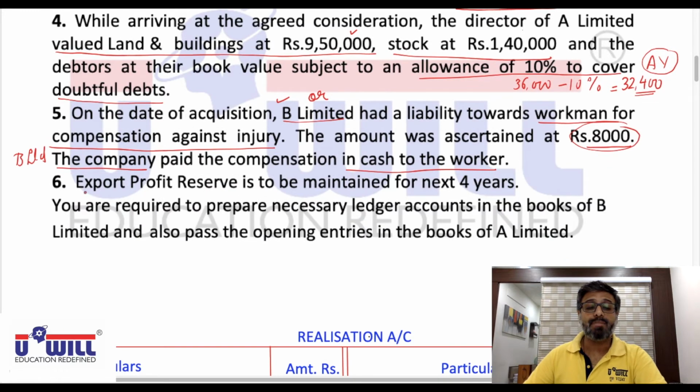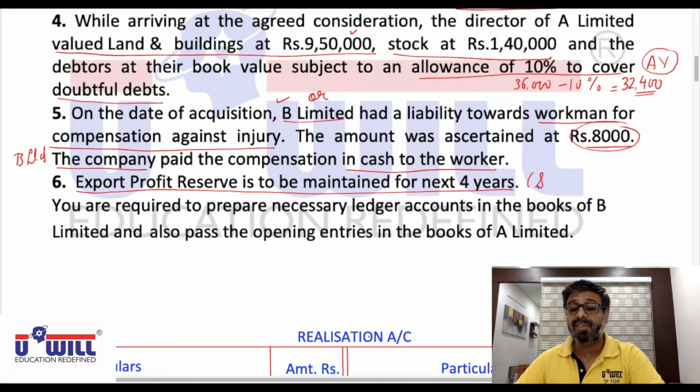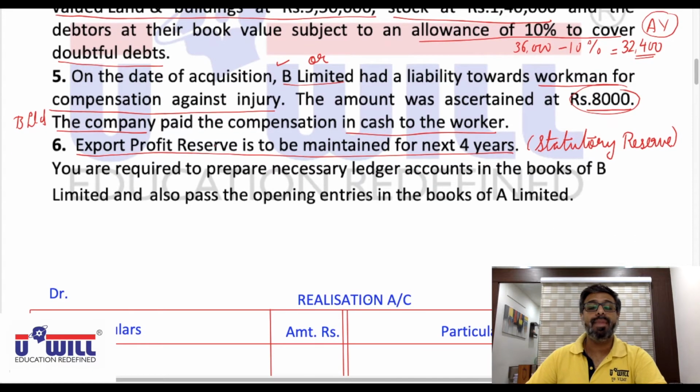Now, the export profit reserve is to be maintained for the next 4 years. This again further indicates and confirms that it is a statutory reserve because we have to maintain it for 4 more years. You are required to prepare necessary ledger accounts in the books of B Limited, meaning the transferor company.